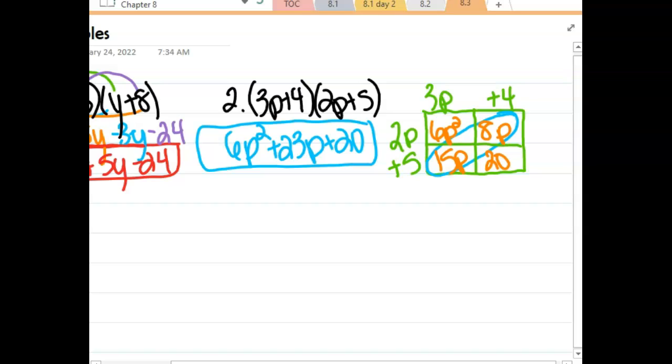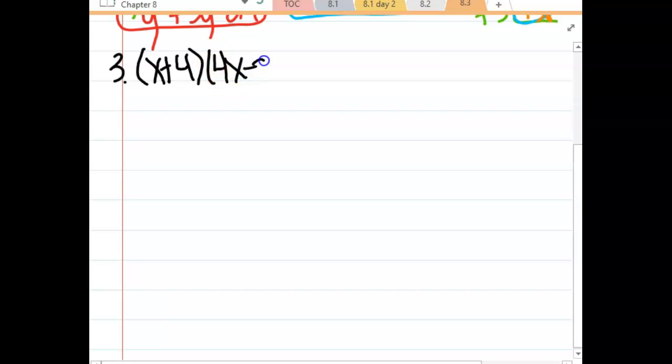Okay, for number 3, I'm going to go back to the FOIL method. If you really think you're going to use the box method, try the box method. You can still follow along using the box method as we do the FOIL method because those are going to be the same terms that you're going to put in your boxes, so you can follow along and check with this as you go. Okay, so number 3, let's do x plus 4 times 4x minus 5.